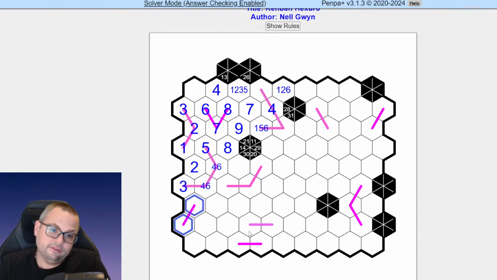Okay, and now this is a Renban that the only even digit that can go on it is a 2, because 4, 6, and 8 are gone. So this is from 1, 2, 3. That one's not a 3 for the record.